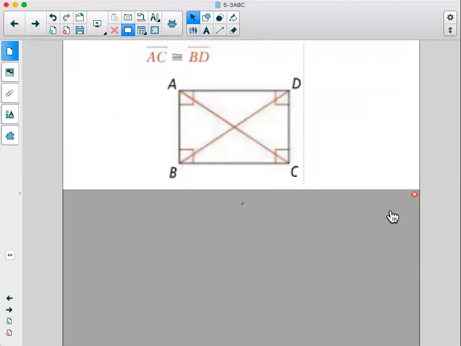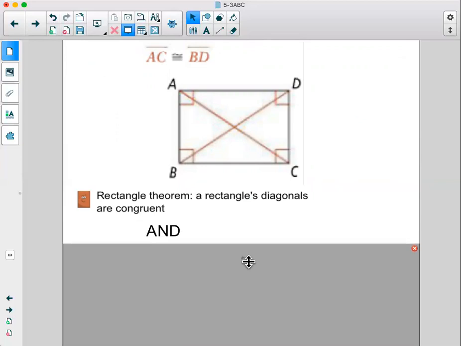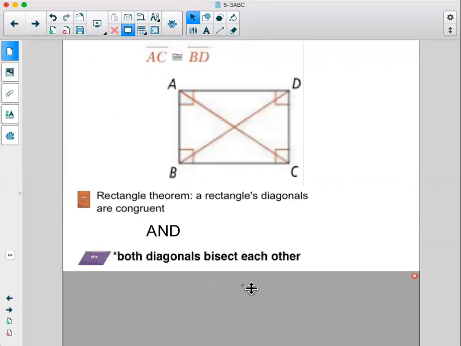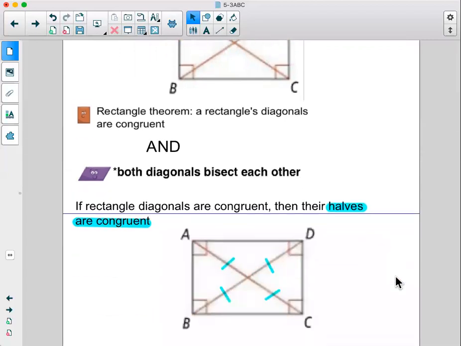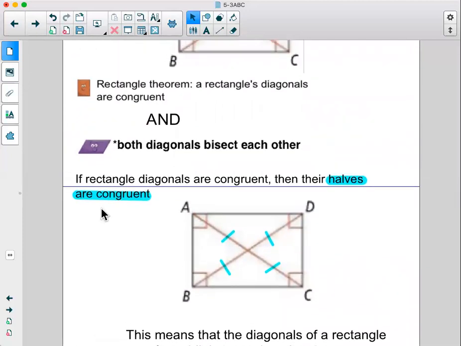Now, we have to think about this logically. If we have a rectangle and therefore we know the diagonals are congruent, like the theorem states, we also have to remember that because it's a parallelogram, the diagonals bisect each other. So if they start out the same because it's a rectangle, and they cut each other in half because it's a parallelogram, then their halves are going to be the same. And that's a very special feature of the rectangle.